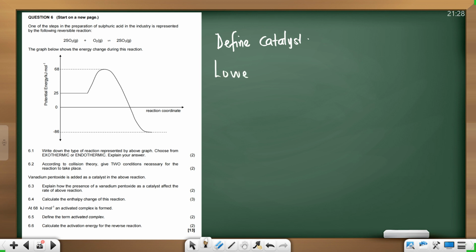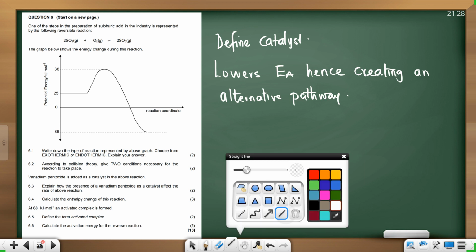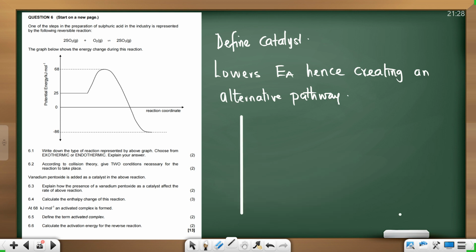Thank you, Mduduzi. It lowers activation what? Energy, hence creating an alternative pathway for the reaction to take place. All right, or more particles will have enough kinetic energy. Let me quickly draw the Maxwell-Boltzmann distribution curve for that while we are here.